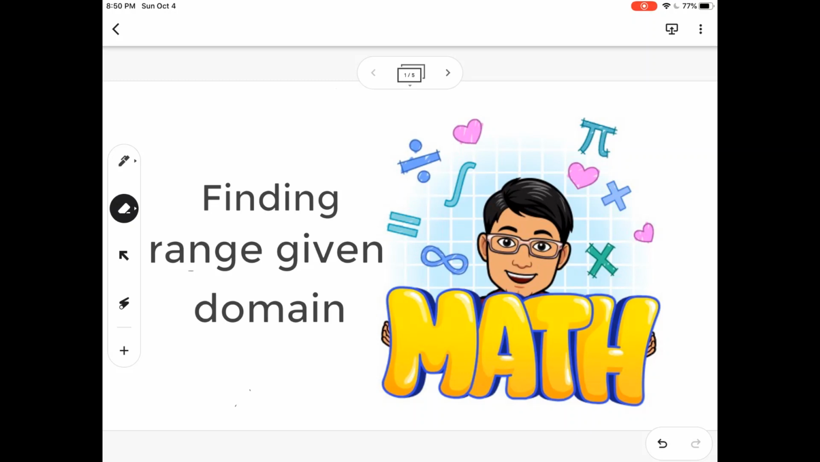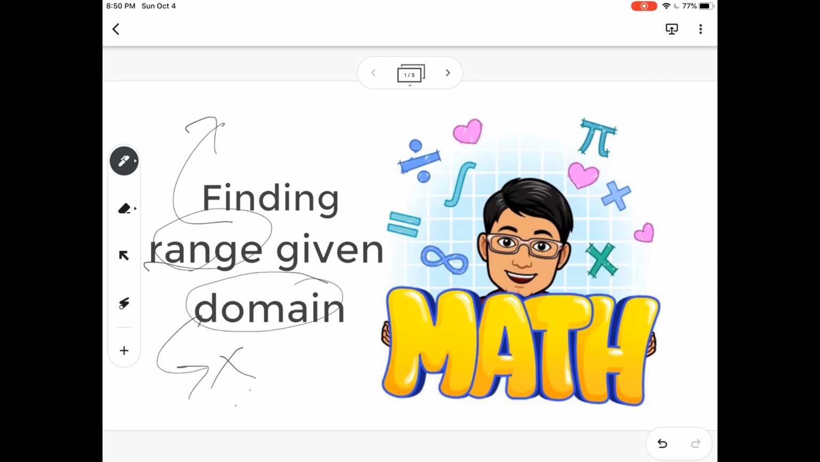And today we're going to go over finding the range given some domain of the function. Just a quick review. We know that the domain are the x values of the functions and the range are the y values of the functions. Also, this is known as the f of x, the function of x.